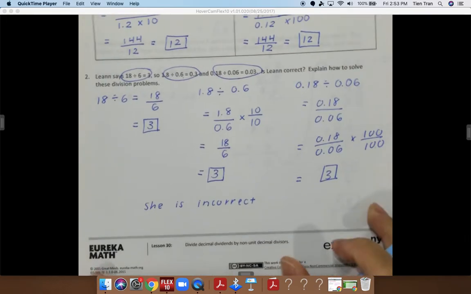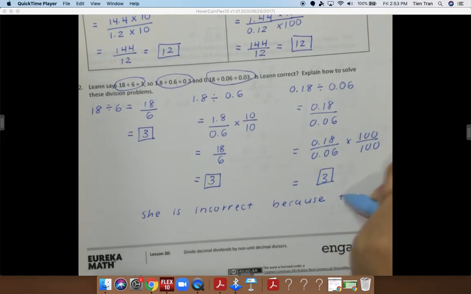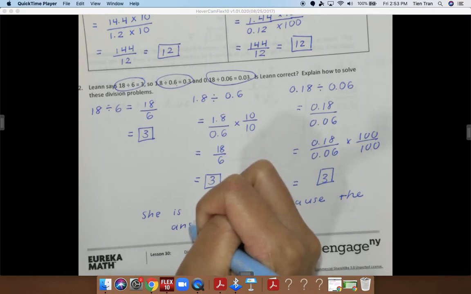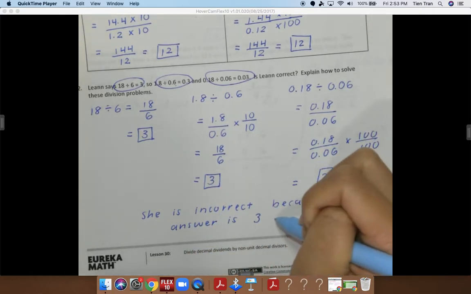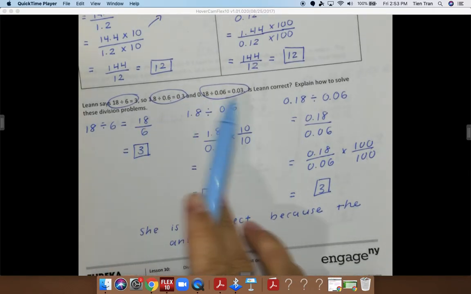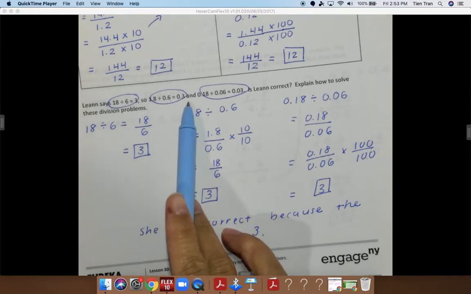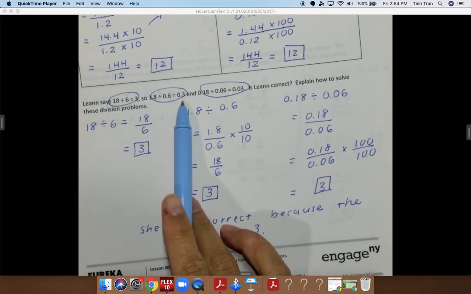Oh, you guys can't see it. She is incorrect because the answer is 3. I think what she did here was she looked at the place value and assumed that the decimal would move when it doesn't need to.